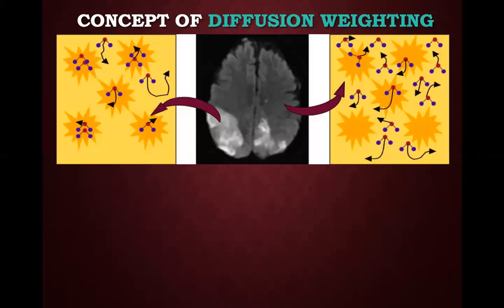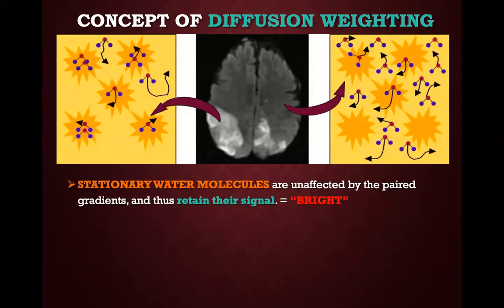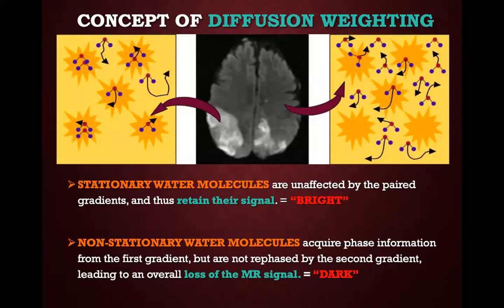Once the water comes and gets retained intracellularly, it's not allowed to move out because of the membrane structure. Because of that, the water molecules are restricted from moving freely inside the extracellular space. The cells become closely packed to one another. This is the concept of diffusion restriction. Stationary water molecules retain their signal and appear bright, and what has a loss of signal appears dark.